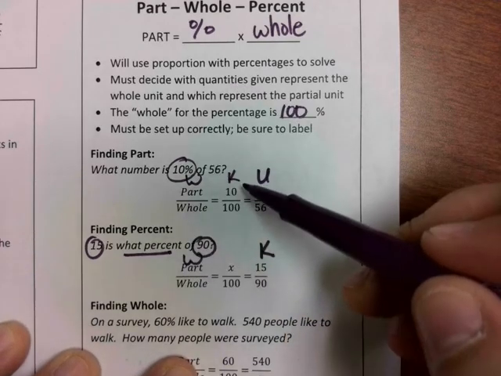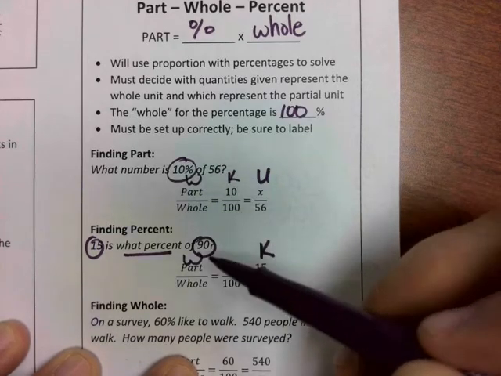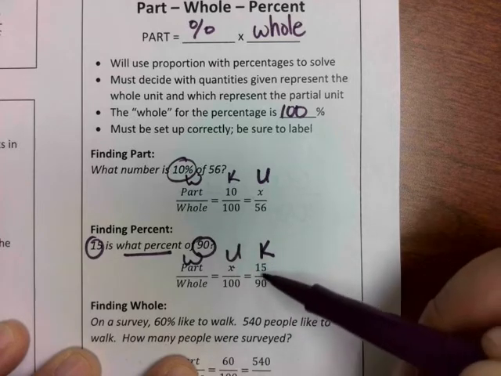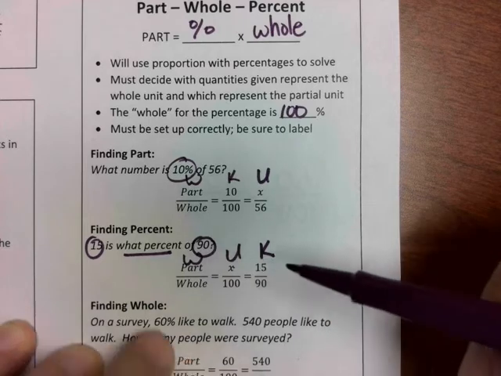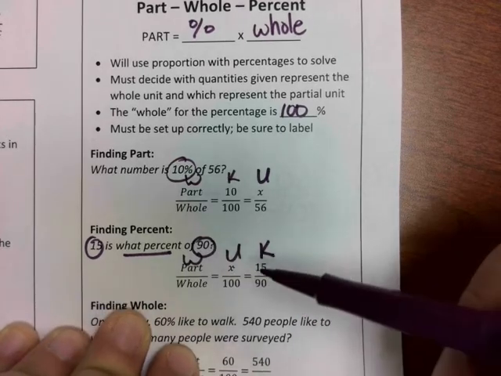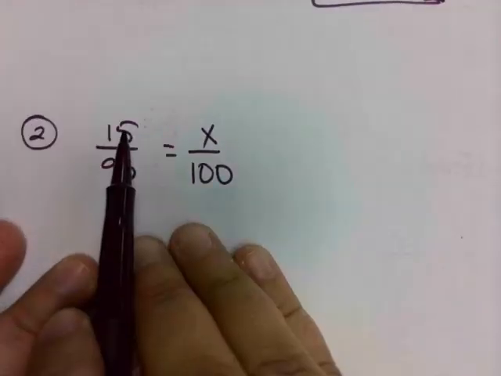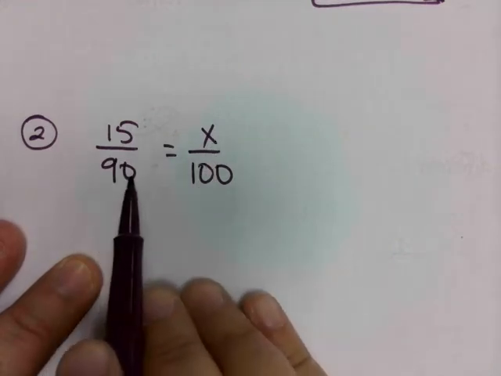And then when it says what percent, like up here, we knew the percentage was 10, so we put 10 over 100. But when you don't know the percent, you put x over 100. So again, I would flip these two. I would put the 15 over 90 first, and the x over 100 second in the unknown column. So you're going to see I'm going to do that here in a second. So I'm going to flip these two. There we go. So now I've got that fraction, 15 over 90 equals x over 100.